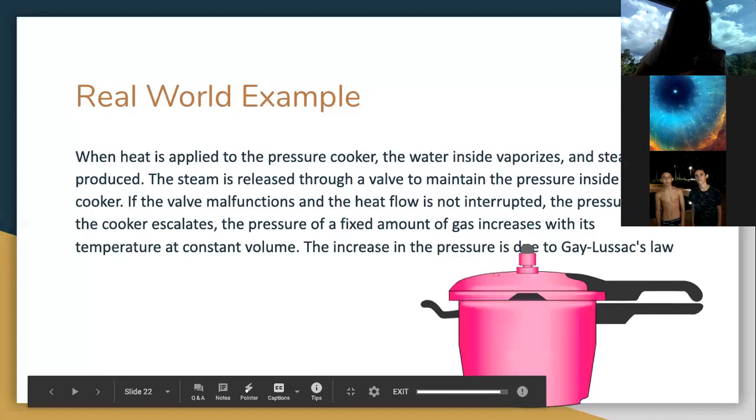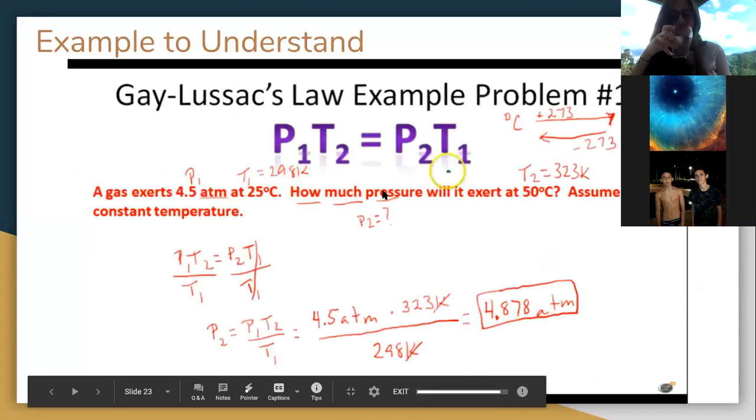A real life example I found was a pressure cooker, where the water that vaporizes inside it and the steam that is released through the valve maintain the pressure inside the cooker. But if the valve malfunctions and the heat flow is not interrupted, the pressure inside the cooker escalates. This means that the amount of gas increases and the temperature too, increasing the pressure.